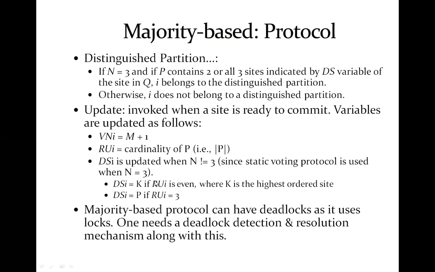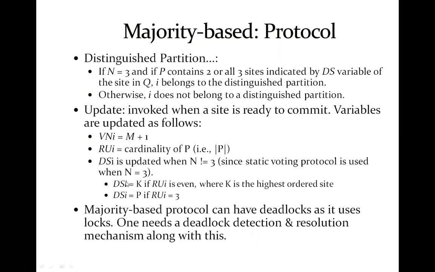But if n is not equal to 3, what will happen? If n is not equal to 3, then DSI will be equal to k. What is k? It will be equal to k if the replica updated at that site is even. If it is even, then its value will be k. And what is k? Where k is the highest order site. Highest order site means, if you have 4 sites participating, B, C, D, E, then the highest order will be B.